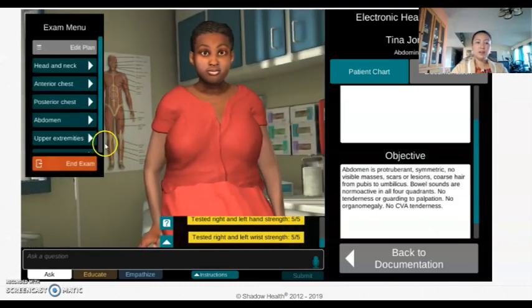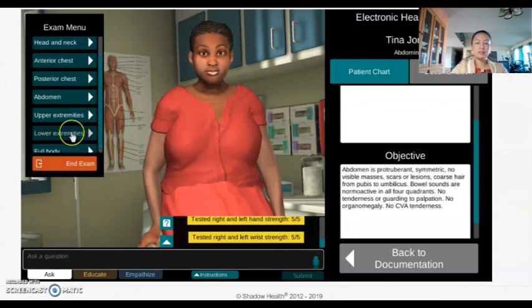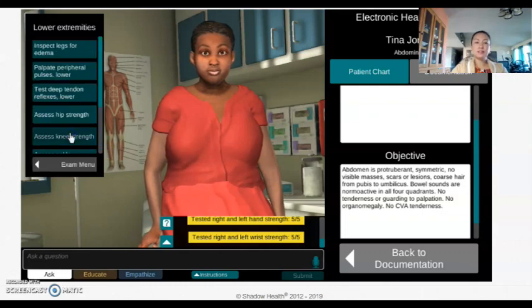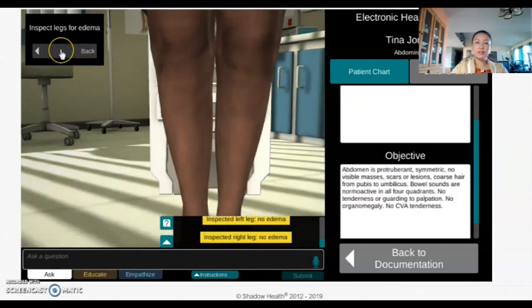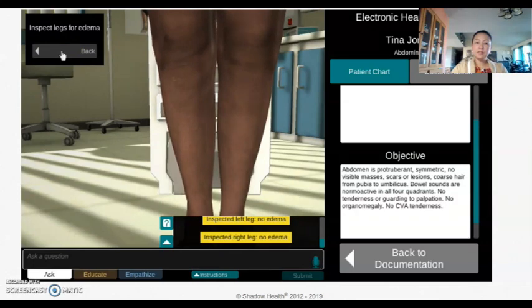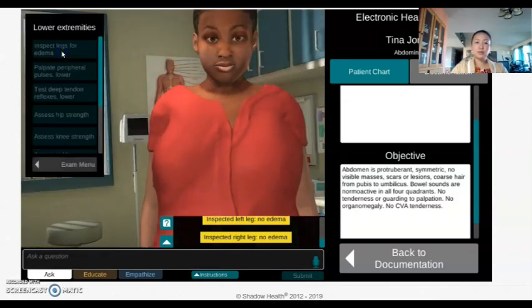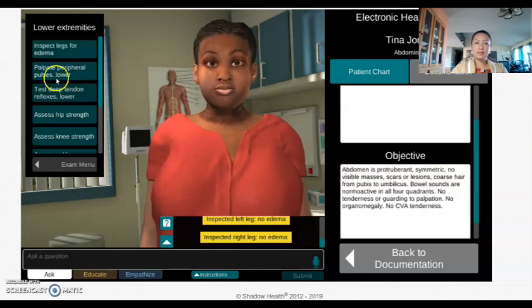Okay, now I am going down to the lower extremities. And at the same time, I am going to inspect also for the pulses as well as the strength. And also I'm going to look for any signs of edema, and that is a sign of poor circulation if the lower extremities are edematous.